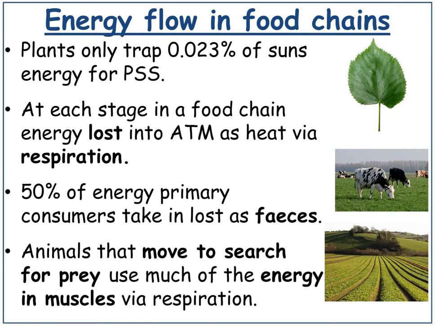Plants only trap about 0.03% of the sun's energy for photosynthesis. At each stage in a food chain, energy is lost into the atmosphere as heat via respiration. 50% of energy in the primary consumers that they take in is lost as feces. Animals that move to search for prey use much of the energy in muscles via respiration.